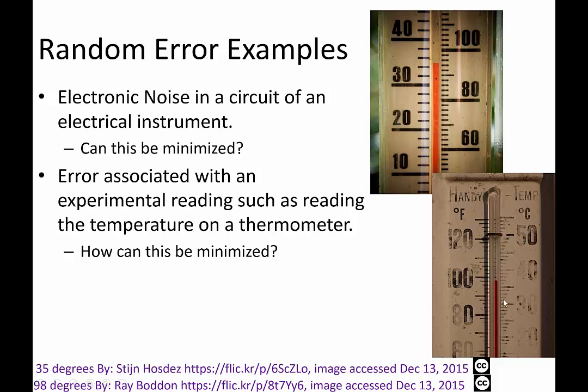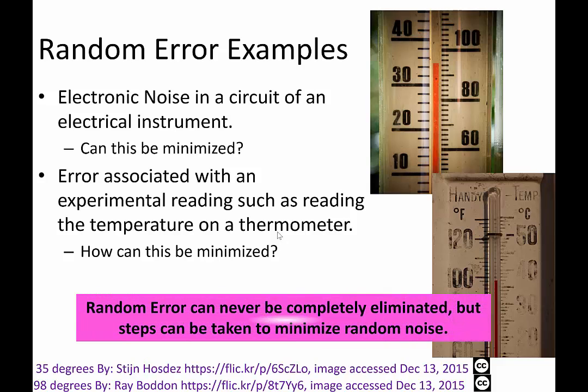If we had a more precise thermometer, for example, now there's a tick mark for every single degree here. Okay, so now it's above 36, but not quite to 37, so maybe we might say that this is 36.9 degrees Celsius. So some of random error can be reduced by using better tools, essentially. These are just two different examples of how to minimize random error. You can never completely remove random error, but it can be minimized. Steps can be taken to minimize random noise.